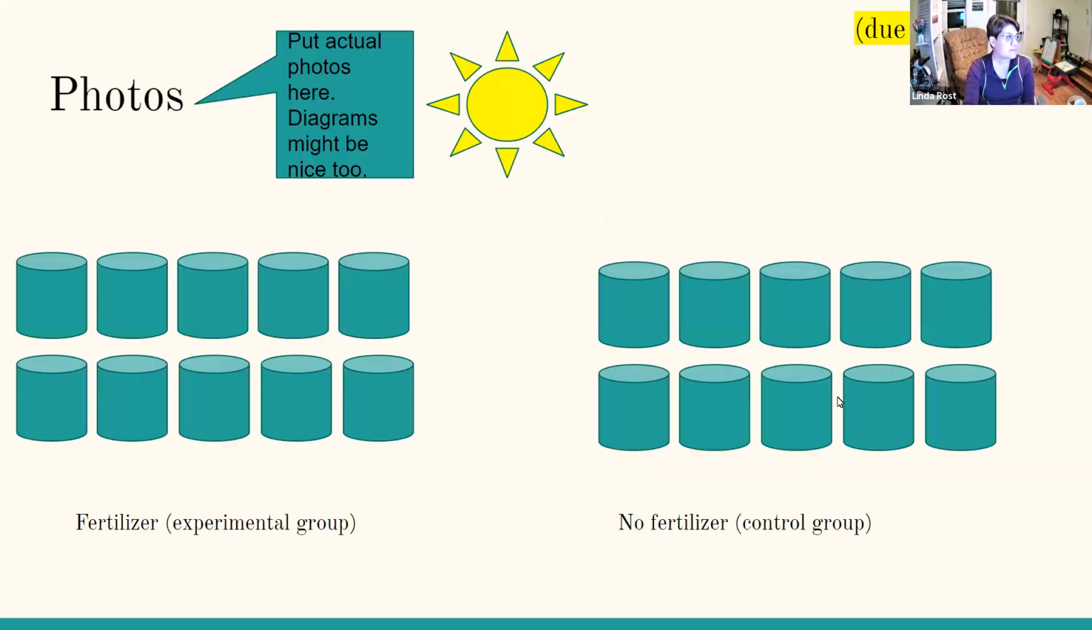So the next step is your photos. And did I put any? No, I thought I put little plants. You will put actual photos here, but this is an example. I've got 10 plants in each group, and that's because I want to be really sure of my results. If I only grow one plant in each group, then I may not be certain that the fertilizer is having an effect. It could be just that one plant is a really, really big plant and the other one is a dinky plant. So having lots of replicates is really important.